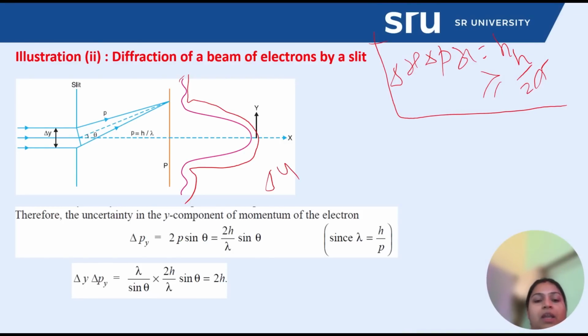And now, if we say that lambda is the wavelength of the electron and theta is the angle of deviation corresponding to its first minima, then from the theory of diffraction, delta y is equal to lambda divided by sine of theta, and this is the uncertainty in determining the position of the electron along the y-axis.